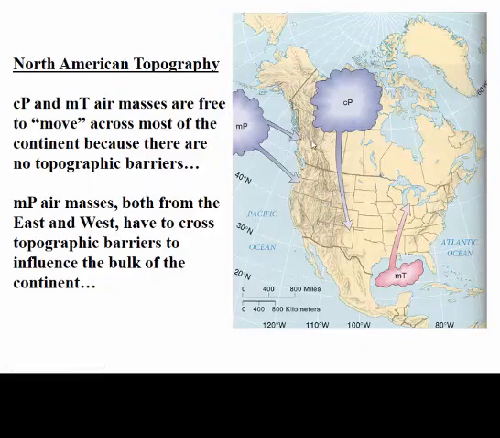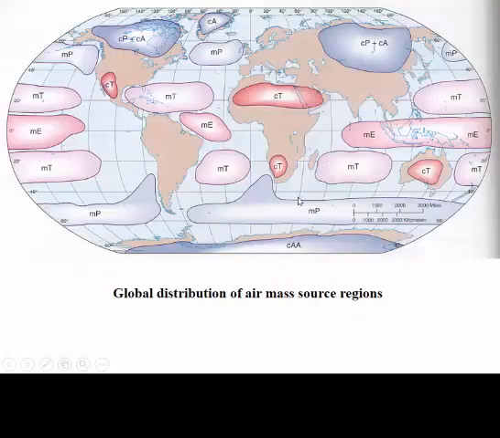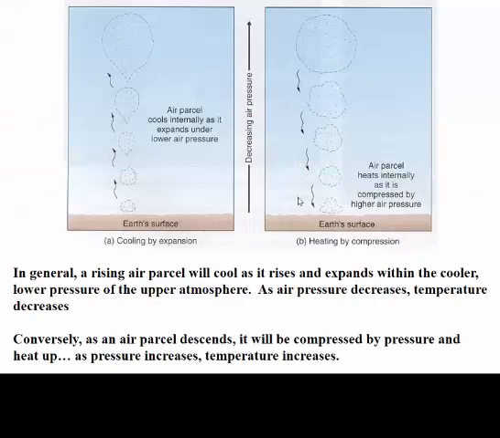And we have topography, so the CT and the MT move across the continent because there are no topographic barriers, but a lot of times these maritime polar air masses are going to hit mountains here. We've got the Cascades here, we've got the Rockies here. Okay, so you can see the distribution of some of these air masses.